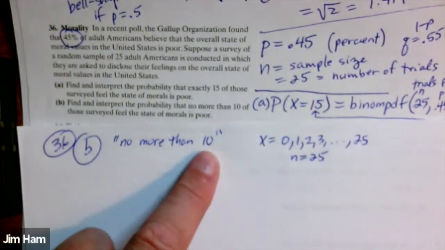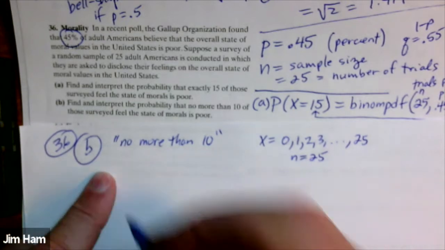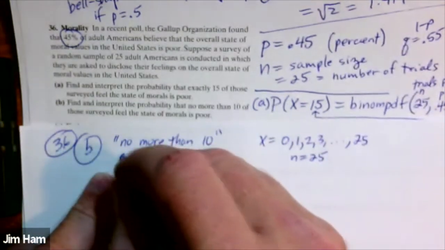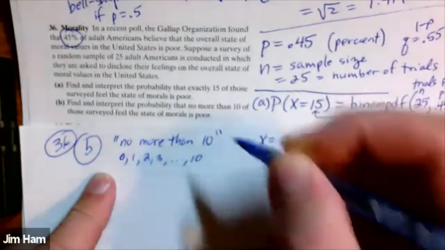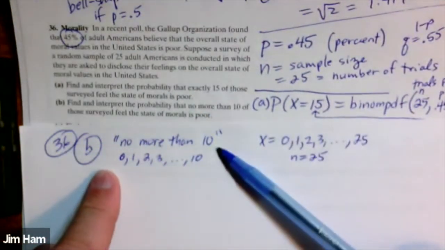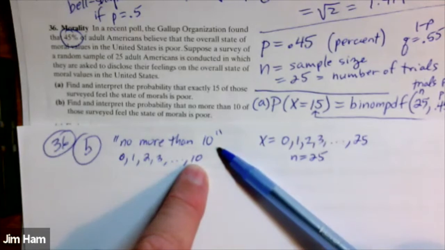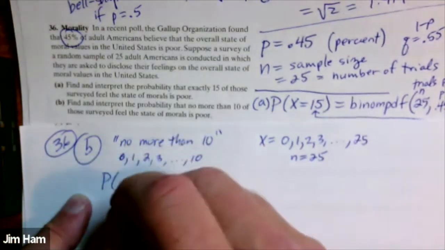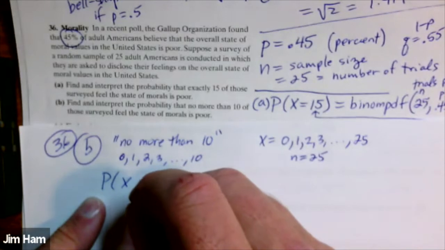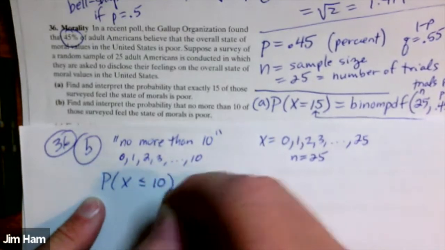So no more than 10, well, 11 is not no more than 10. We can have 10, right? But we can't have more than 10. So no more than 10 would include 0, and 1 and 2 and 3 all the way up to 10. So in our event, no more than 10 means from 0 to 10. So when we're writing the probability, we're going to write x is less than or equal to 10.